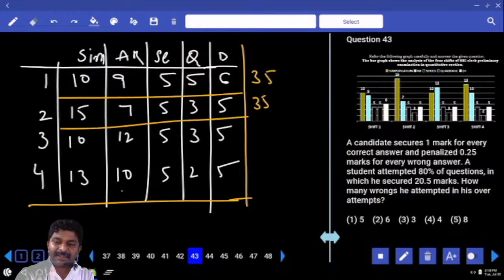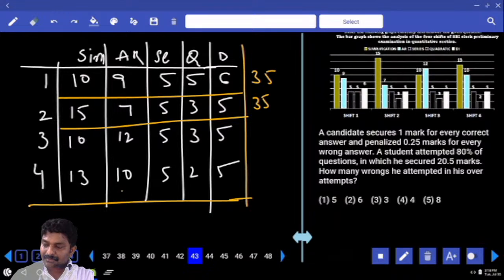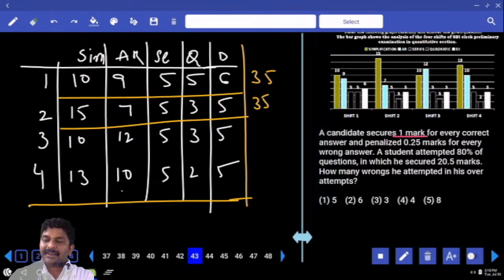Everywhere it is 35 only. So for every correct answer, he gets 1 mark. For every wrong answer, he loses 0.25. Like that, overall he got marks. And how many wrong answers he made, that's what we need to identify. Now, what we can go with is the reverse method, equation format, or alligation. If you use the reverse method, we need to identify how many questions he answered wrongly.